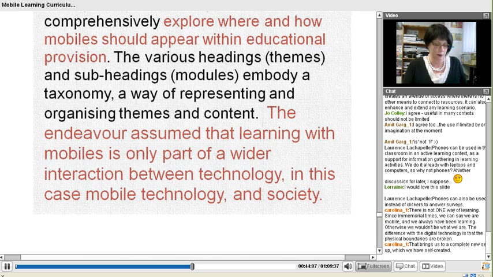The mobile learning curriculum is then a first attempt to systematically and comprehensively explore where and how mobile should or can appear in the educational provision. We've got it under themes that are divided into subheadings, and they embody a type of taxonomy and a way of representing and organizing the themes in the context. The endeavor assumes that learning with mobiles is part of a very wide interaction between technology, mobility, and the environment. So it doesn't put mobile learning in a separate case.